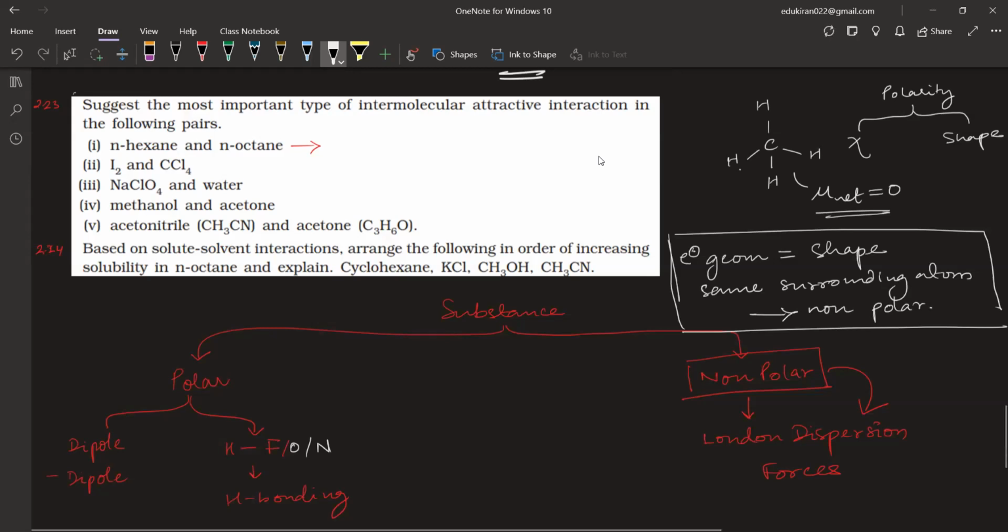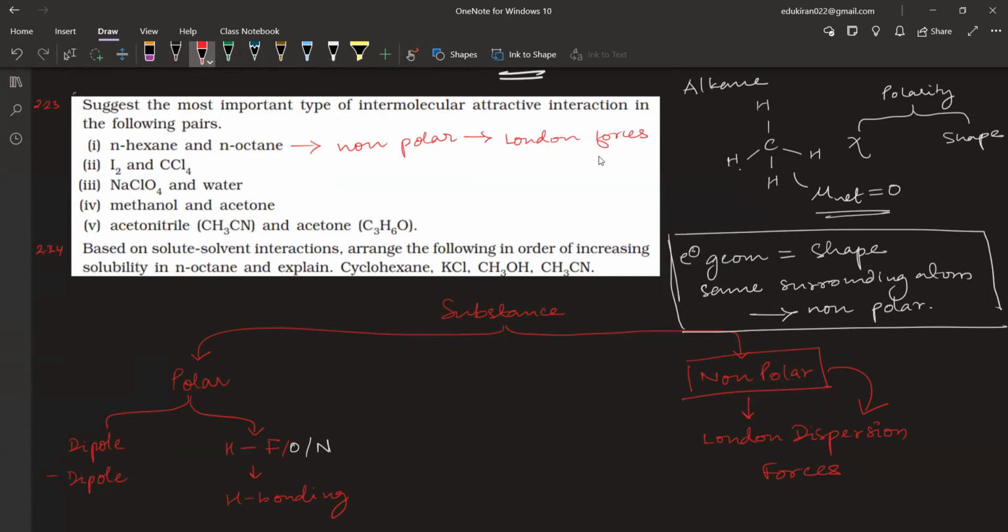And all of the alkanes, whatever you have, such as methane, ethane, propane, pentane, hexane, octane, all of these alkanes will be non-polar. And since they are non-polar, what will be the attractive interaction? The attractive interaction will be London forces or London dispersion forces. I'm writing London forces.